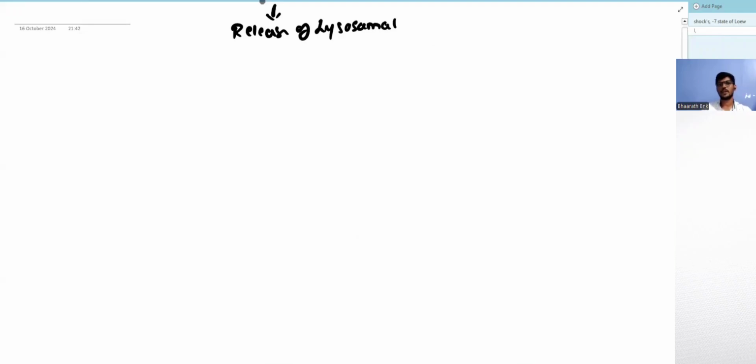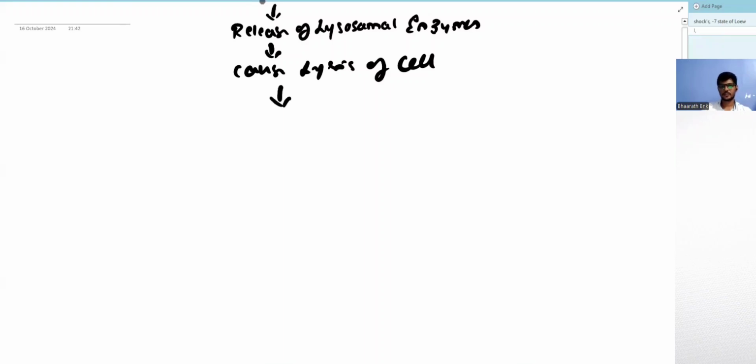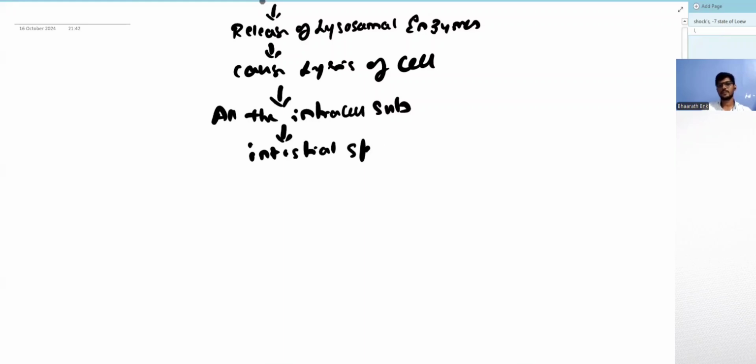When these lysosomal enzymes are released, they cause lysis of the cell. When the cell is destroyed, all the intracellular substances will eventually be released into the interstitial space. And from the interstitial space, they eventually enter the bloodstream, especially potassium. So that is the reason for hyperkalemia in case of a shock, right?